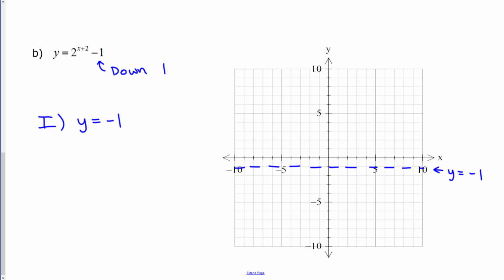Next, we will graph the function. So that's part 2. So for part 2, we want to graph it. The other thing that we need to take into consideration here is that there's also going to be a horizontal shift. So this plus 2 on the inside of our exponent, that is a horizontal shift, and it moves in the opposite direction of the sign. So in this case, it's going to move toward the negative direction. So we're going to go to the left by 2 units.